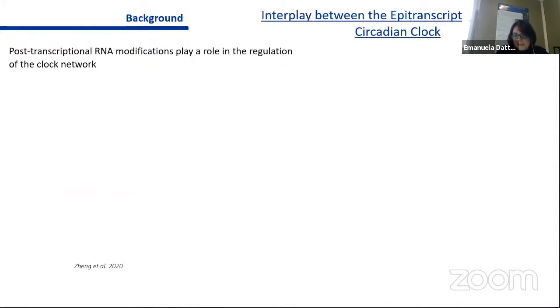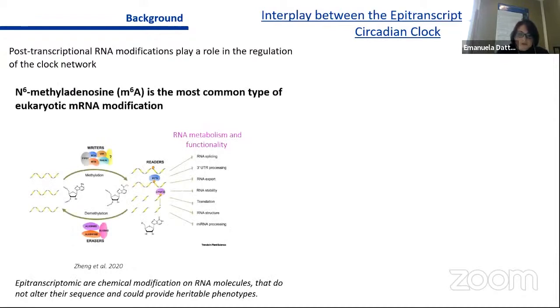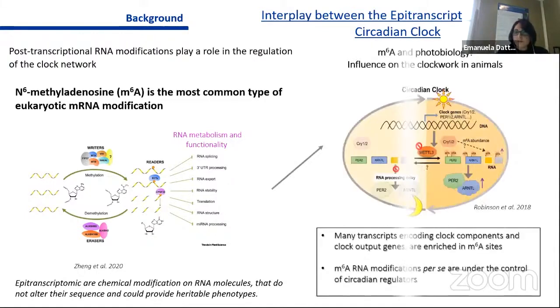Not only external environmental cues are able to interplay with the clock and regulate the expression of circadian clock genes, but also post-transcriptional RNA modification can regulate this system. In particular, epitranscriptomic modifications, that are chemical modifications of RNA molecules that modify the molecules without modifying the sequence, are known to have a role in the clock of several organisms.